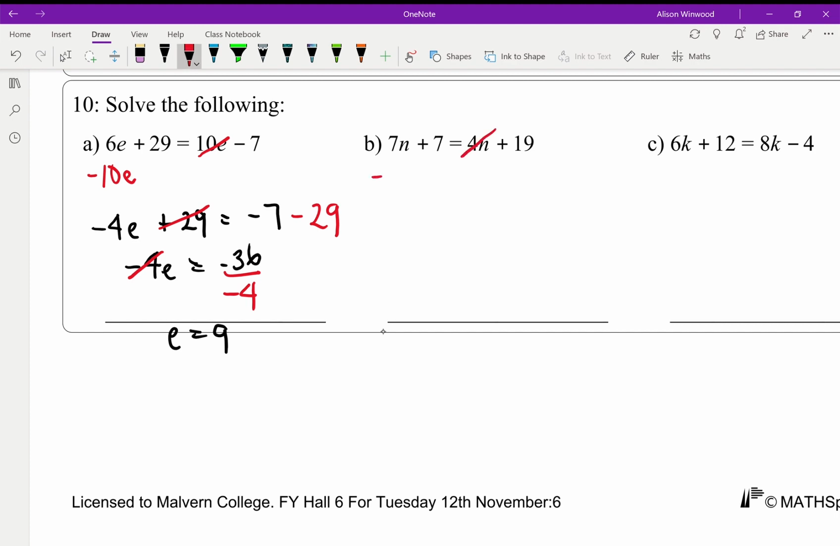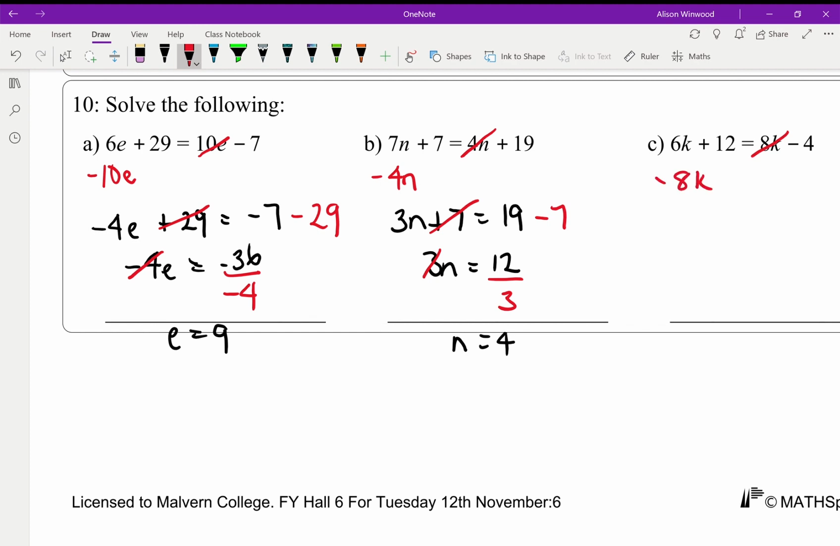So start by moving all the n's across. Opposite of add is subtract. Opposite of multiply is divide. Move all the k's to the left. Opposite of add is subtract. Opposite of multiply is divide.